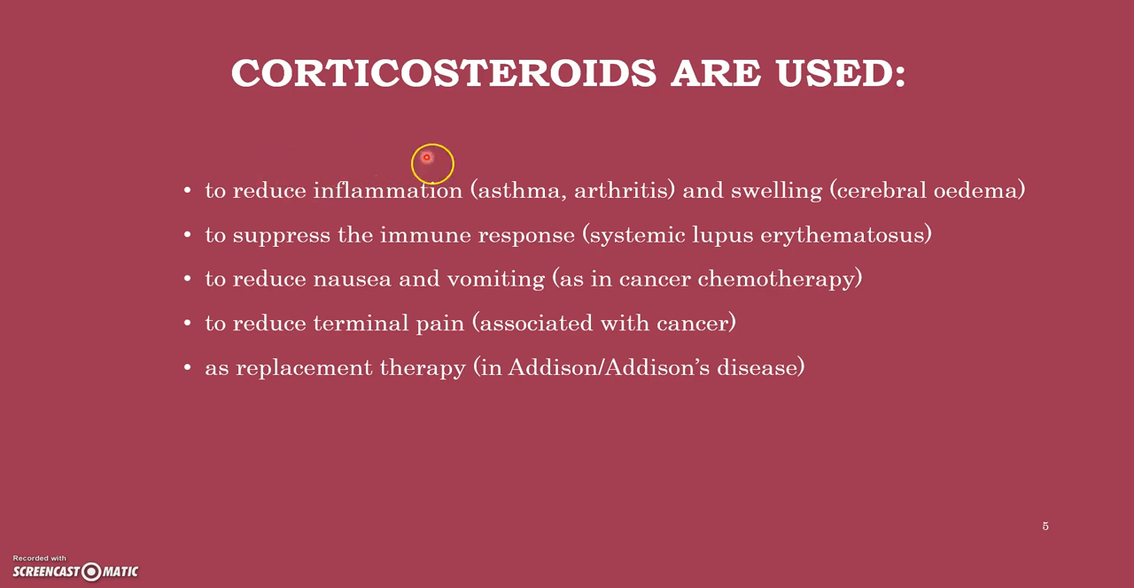So it's used to reduce inflammation and swelling, and reduce the immune response. It also reduces nausea and vomiting, but it's usually used as an adjunct. It's not the main line of treatment for nausea and vomiting, but it can be used as an additional treatment to reduce the incidence of nausea after giving drugs for the treatment of cancer. And then it also reduces terminal pain, and is used as a replacement therapy. So remember this: 1, 2, 3, 4, 5, 6. Six main uses for corticosteroids.